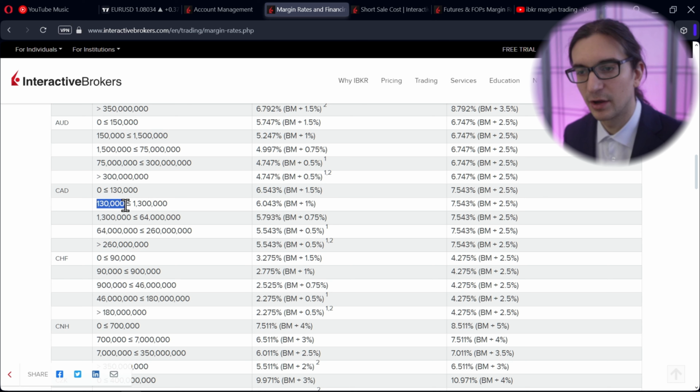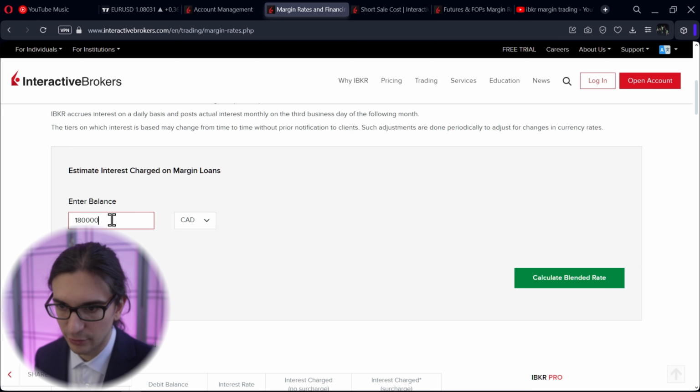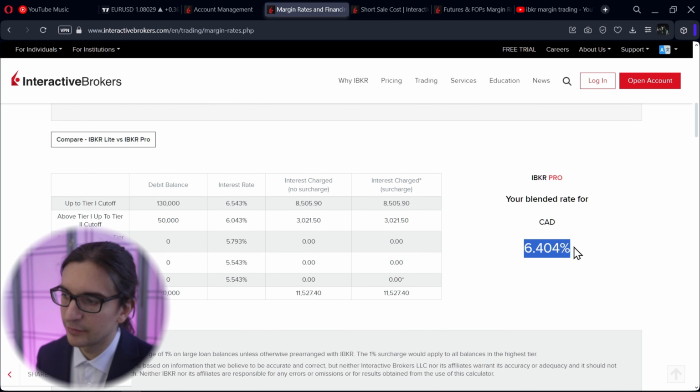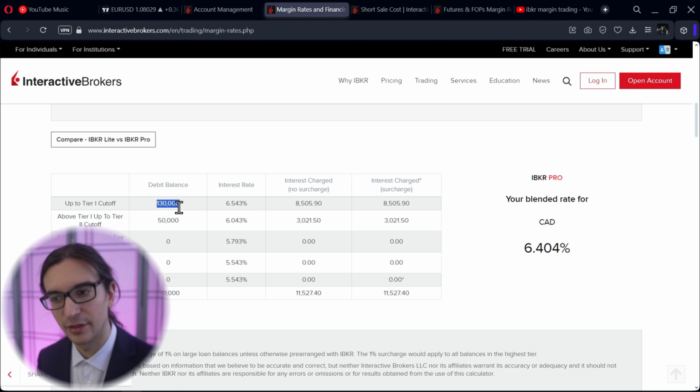So anything above 130,000 in negative cash, you're paying 6% on, and that will give you a different blended rate on the total amount. If I put in, let's say, another 50,000, so 180,000, and calculate the blended rate, my blended rate would be 6.4%, because I'm paying 6.5% on 130,000 and then 6% on the extra 50,000, okay?